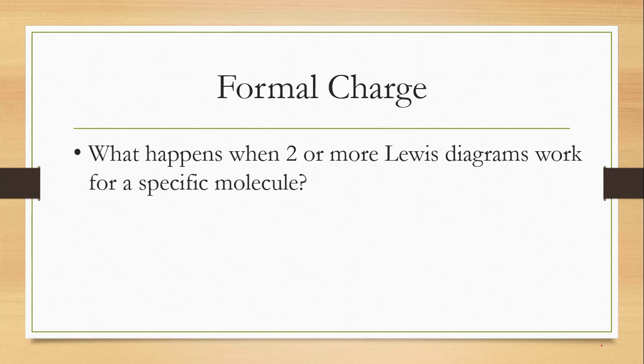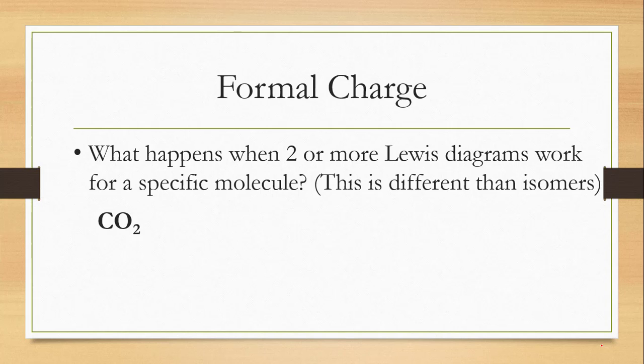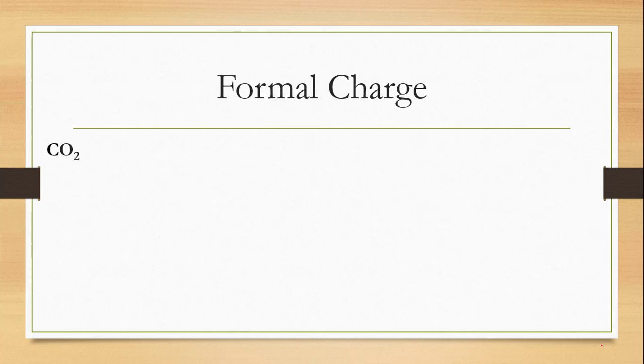A question can be raised. What happens when 2 or more Lewis diagrams work for a specific molecule? And this is different than isomers, for in isomers, you are creating different molecules. For example, we'll use carbon dioxide. So we start with carbon dioxide and we'll walk through the steps.